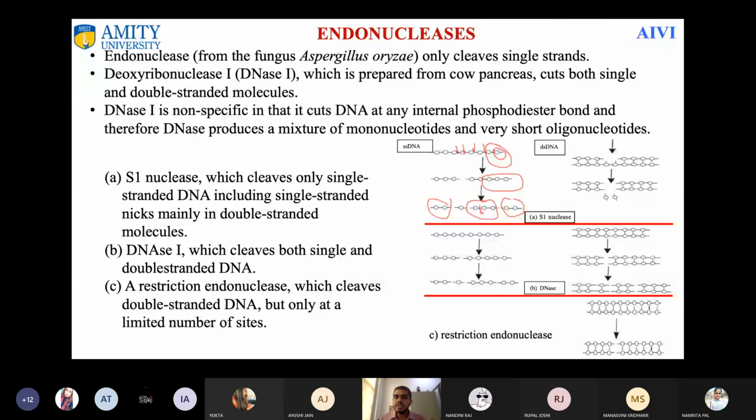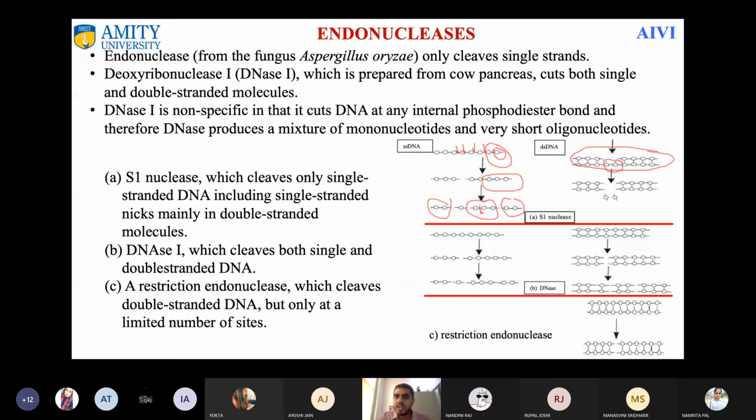And now the second thing is, if you provide a double stranded DNA to it, what is it going to do in that case? In this case, first it will produce a single stranded cut. In this double stranded one, there is a fragment which is single stranded. So the job of S1 nuclease is that it will cut only the single stranded DNA.